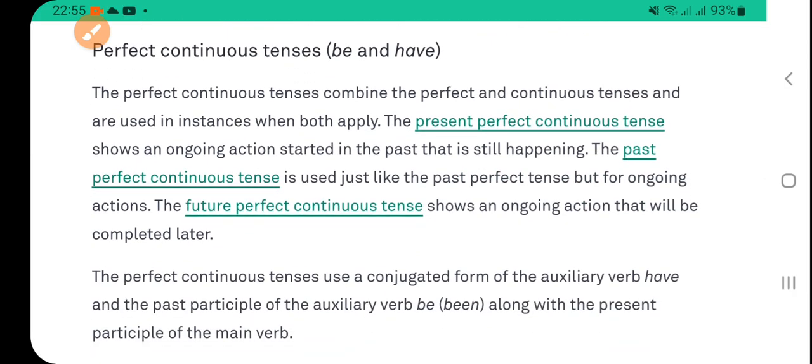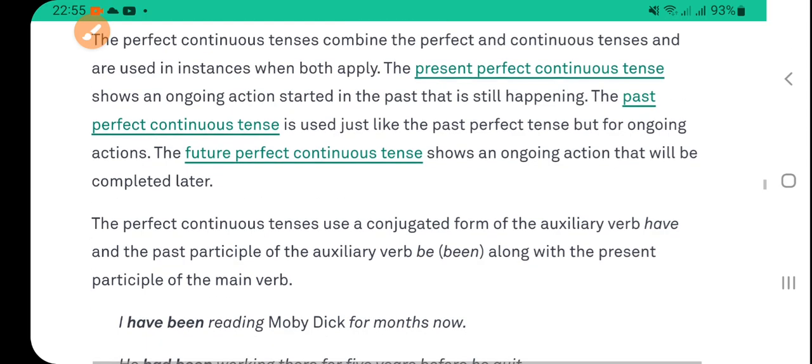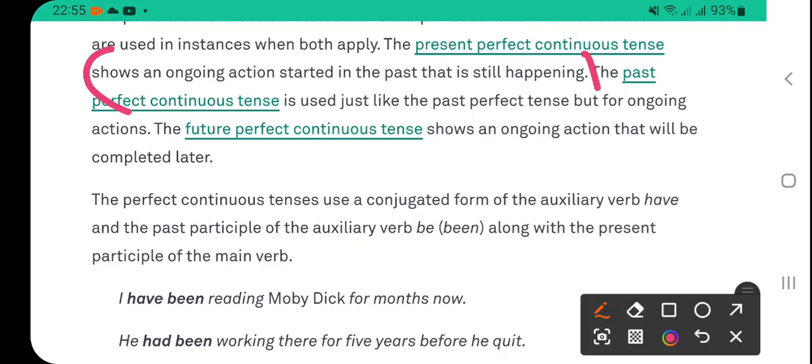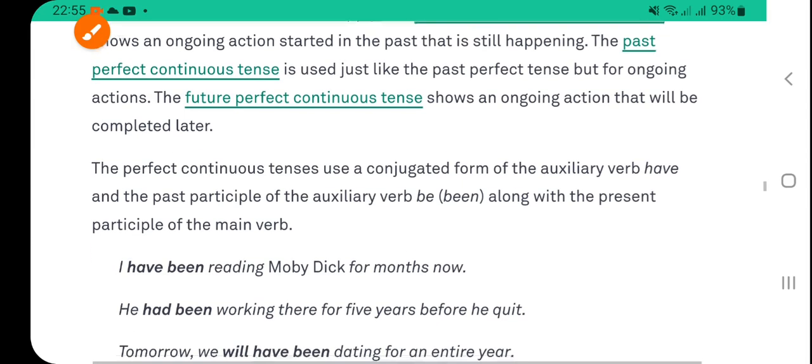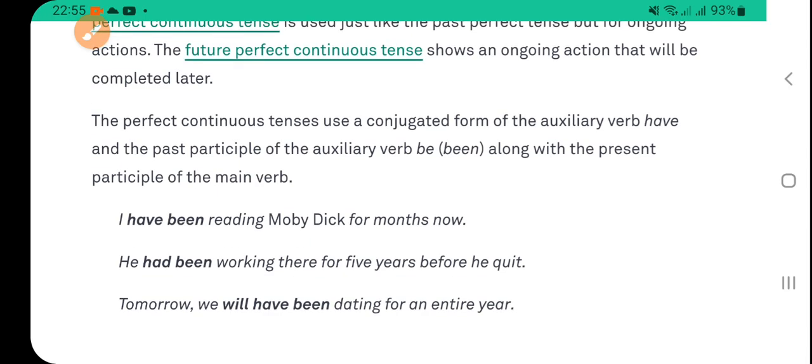Now, perfect continuous tense, be and have. The perfect continuous tense combines the perfect and continuous tenses and is used when both apply. The present perfect continuous tense shows an ongoing action started in the past that is still happening, right? And past perfect continuous is used just like the past perfect tense, but for ongoing action. Future is an action that will be completed later.